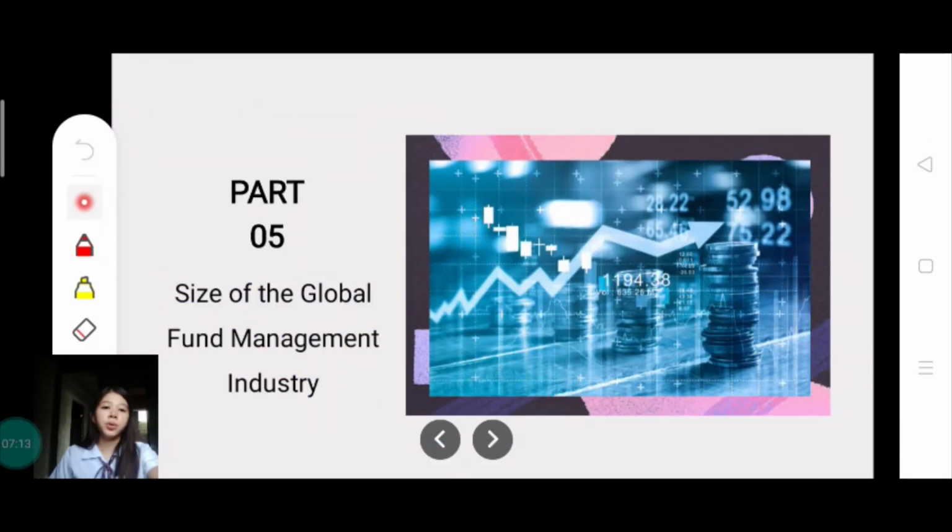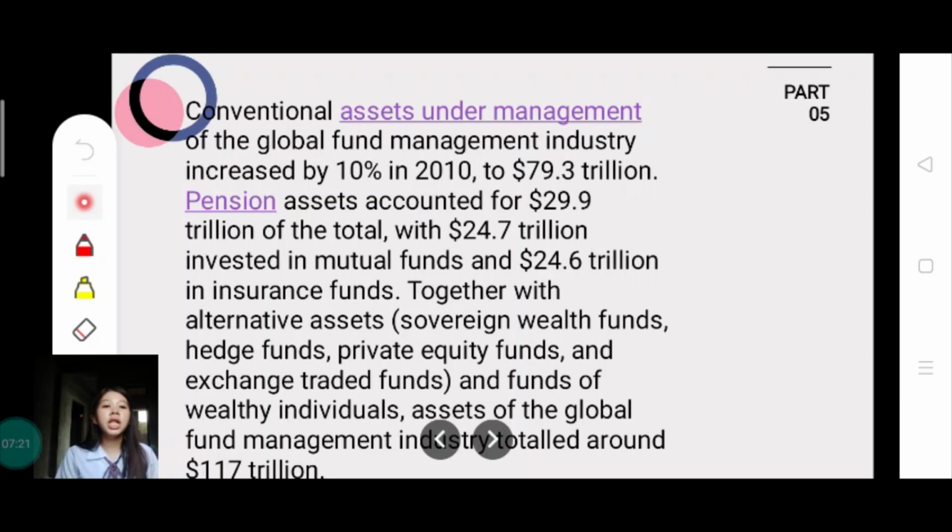So, part 5 of my report will be the size of the global fund management industry. Conventional assets under management of the global fund management industry increased by 10% in 2010 to 79.3 trillion. Pension assets accounted for 29.9 trillion of the total, with 24.7 trillion invested in mutual funds and 24.6 trillion in insurance funds. Together with alternative assets, sovereign wealth funds, hedge funds, private equity funds, exchange-traded funds, and funds of wealthy individuals, assets of the global fund management industry totaled around 117 trillion.